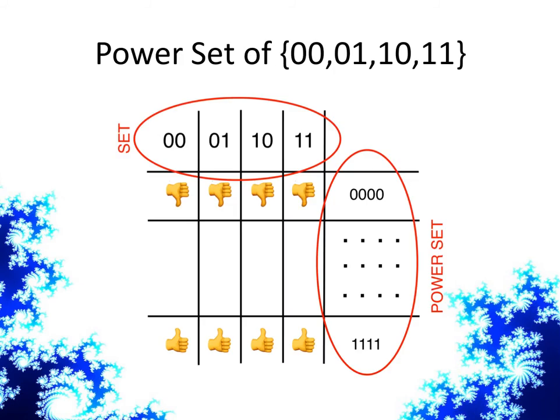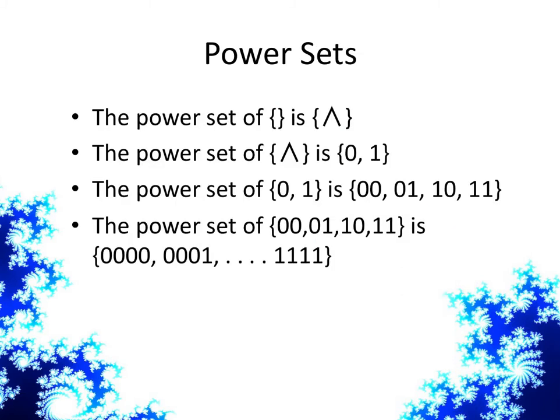And now we come to the set containing those 4 binary strings of length 2. That power set is going to include all strings of length 4. There are 4 strings in the original set, so the power set will contain every string of length 4. There are 16 of those strings. Only 2 of them are shown here. First, with all rejections, gives us 0, 0, 0, 0. Then all selections gives us 1, 1, 1, 1. So there we have it. Now the power set of the 4 strings 0, 0 through 1, 1 is going to be that set with 16 members.